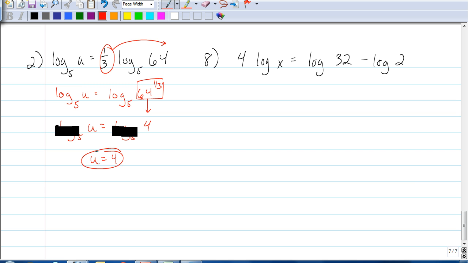Now number 8, let's skip down to number 8. Number 8 is also kind of tricky, because here we have a 4 in front of this log, so that's an exponent, but this time it's the exponent for our x. So I'm going to write this as log of x to the 4th power. I'm going to go ahead in the same step to save some space on your worksheet there. I'm going to write this as a single logarithm. So since we're subtracting, remember we're going to divide these two values. So 32 divided by 2, which gives you 16.